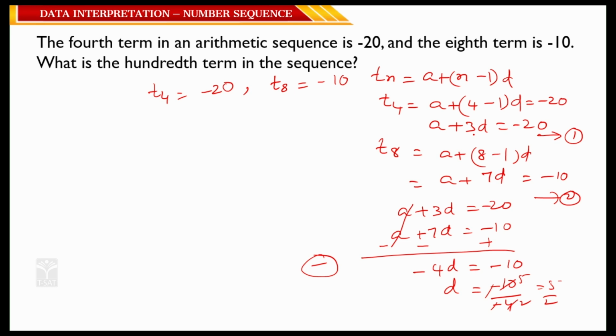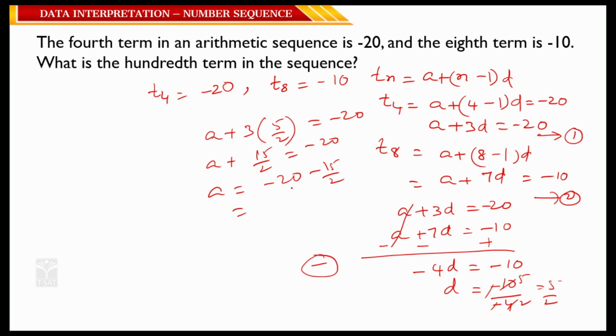Now, you have the equation a plus 3d is minus 20. Now, you have to substitute that value. a plus 3d, d is 5 by 2, is equal to minus 20. a plus 15 by 2 equals minus 20. Or a equals how much? Minus 20, send it to the other side, minus 15 by 2. Means minus 40 minus 15, minus 55 by 2 is the value. Okay. Minus 55 by 2 is the a value.